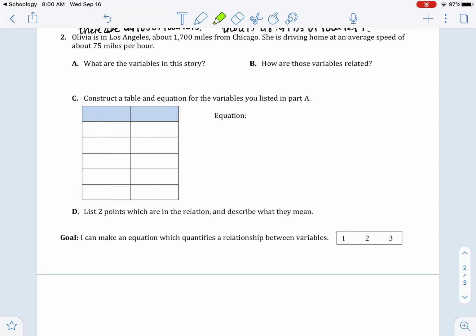Okay, let's try another example. This one's talking about Olivia. It says Olivia is in Los Angeles, which is about 1,700 miles from Chicago. She's driving home at an average speed of about 70 miles per hour. So once again, I need to know my 2 unknowns. She's driving home, and I know how fast she's going, but I don't know how many hours she's driving for. So X is going to be my number of hours.